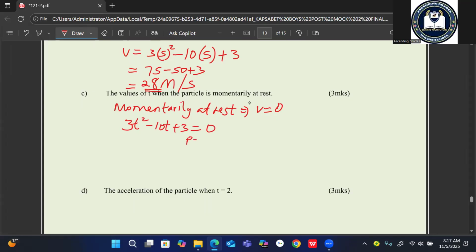Our product is 9 and the sum is negative 10. So the two roots have to be negative 9 and negative 1. When you multiply, you get 9. When you add them, you get negative 10. So it should be 3t squared minus 9t minus t plus 3 is equal to 0. So we solve that one.